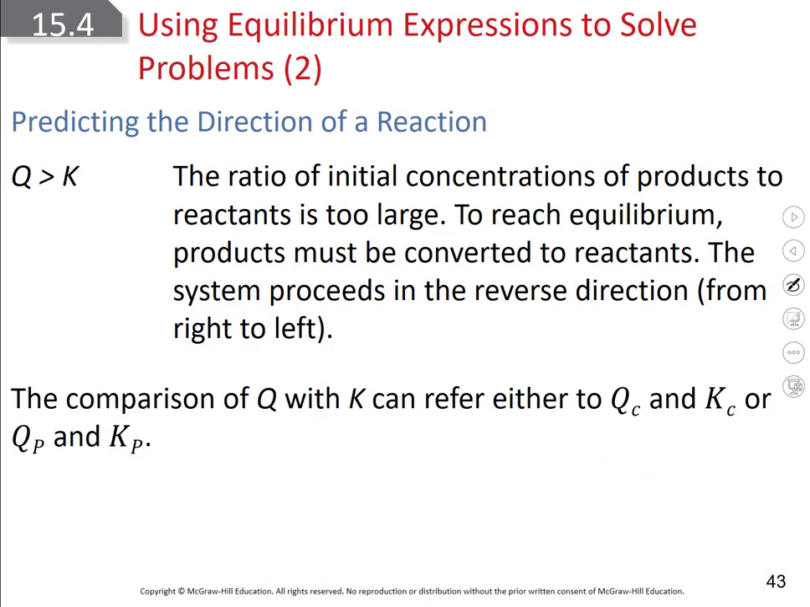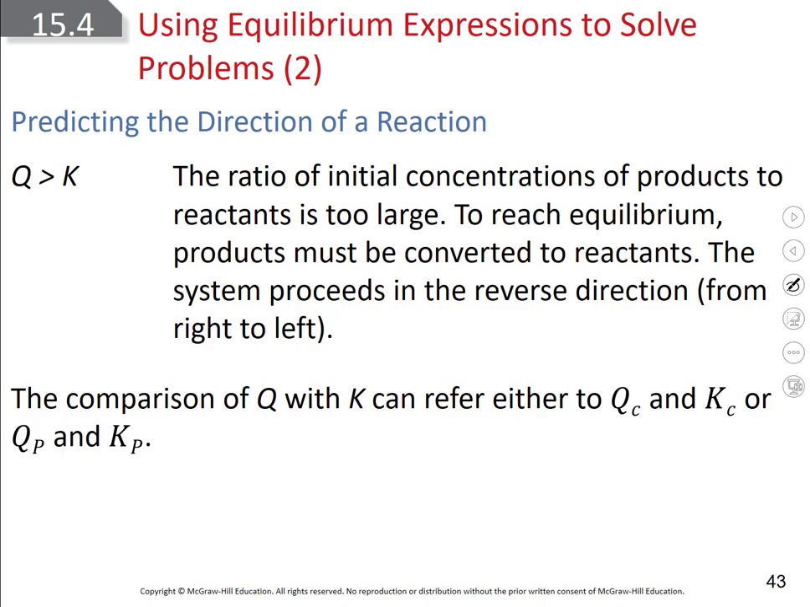If Q ends up being larger than K, then that means in your reaction quotient, the numerator was too big. And the numerator, again, is where you find the products. So if the products are too big, then to make them smaller, you're going to have the reaction run in reverse. So when Q is larger than K, the reaction is going to run backwards, or back to the left, in order to reach equilibrium. Now, when we are talking about Q and K here, we can be talking about Q or K in terms of the concentration or in terms of the pressure.